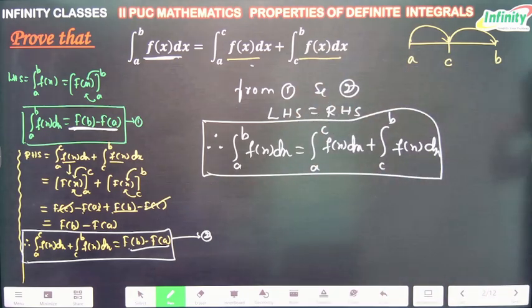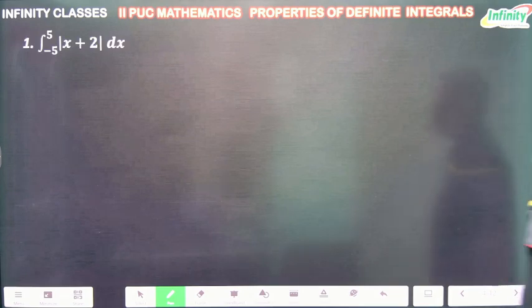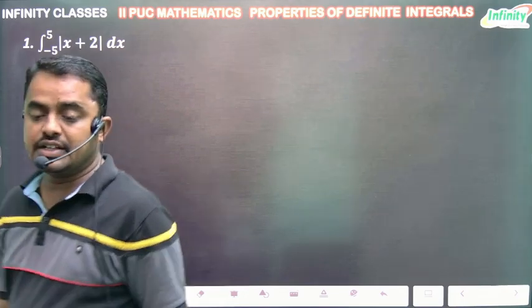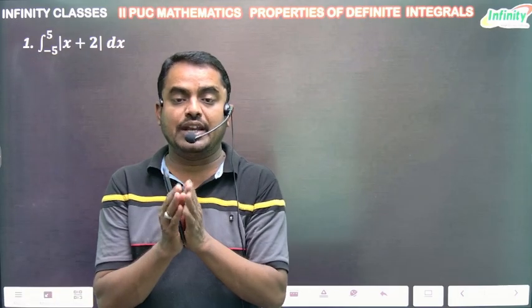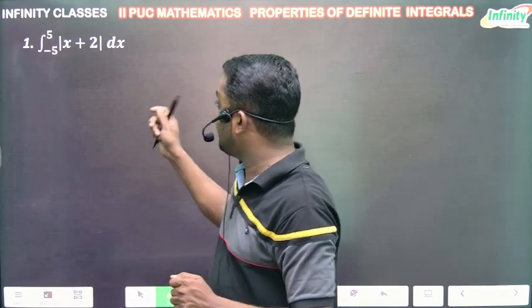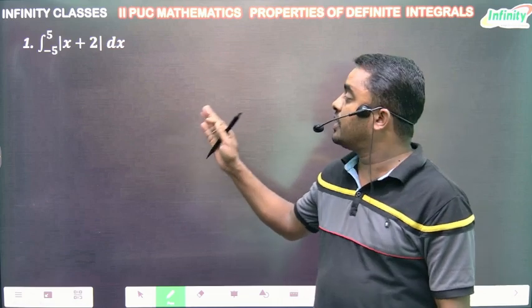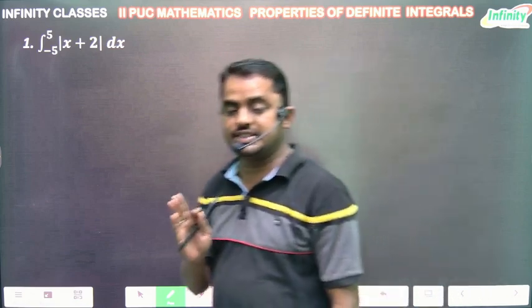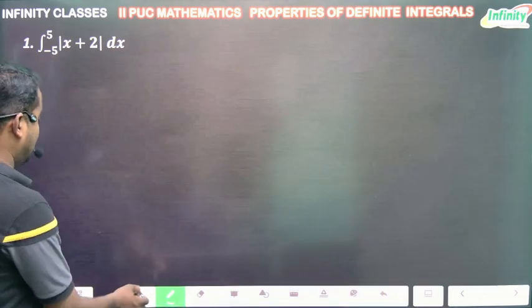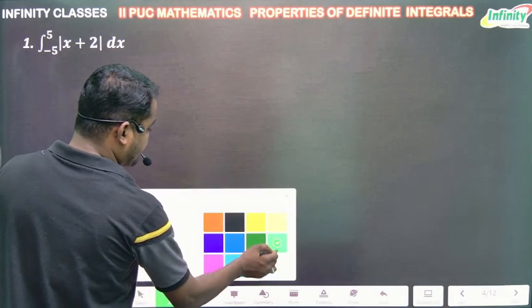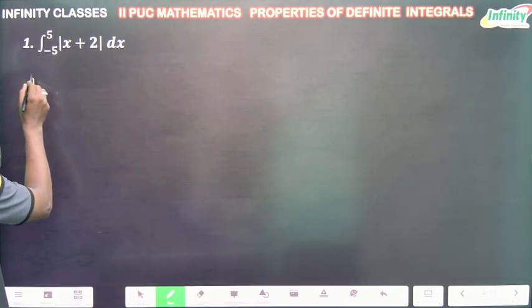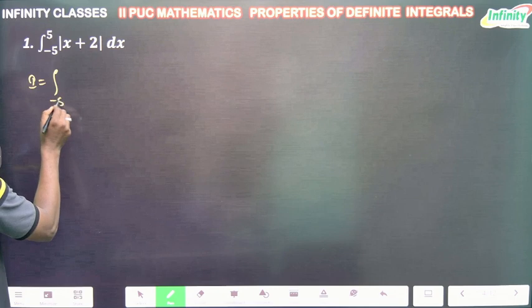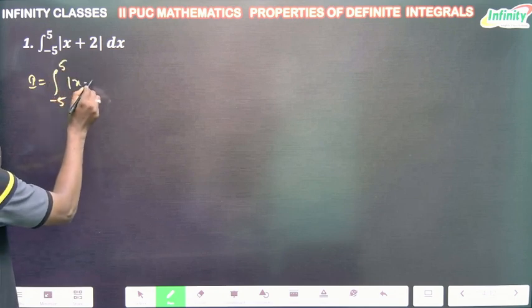So let us see the problem now. First problem. Evaluate, and hence evaluate after the property, with that property only the problem will be given to you. So you have to solve the problem with the property, then only you will get the 6 marks here. So now let us see how to solve this problem. I is equal to integration of minus 5 to 5 mod of x plus 2 dx.